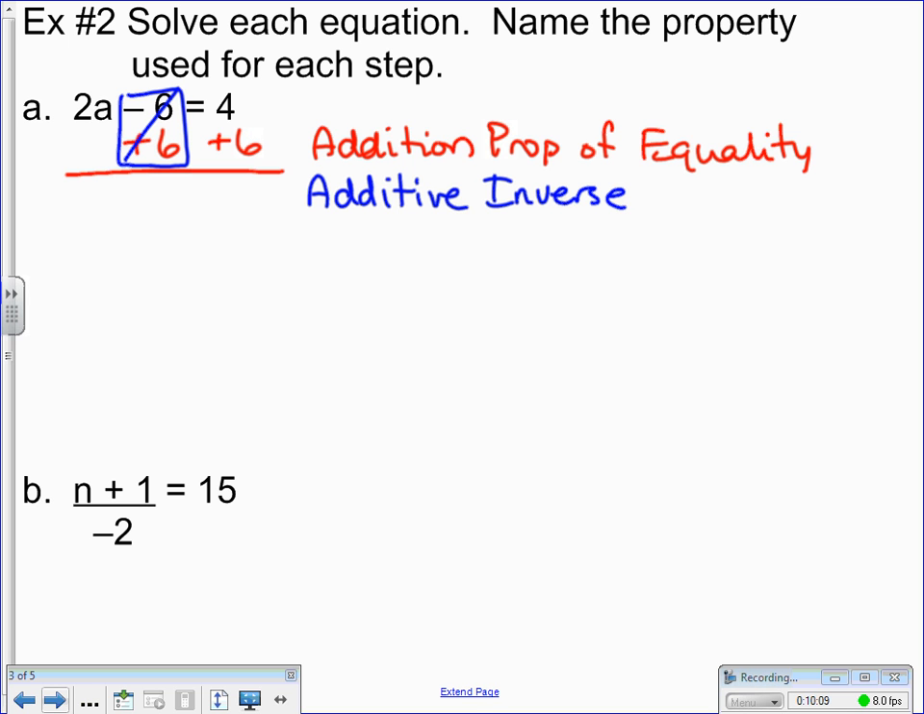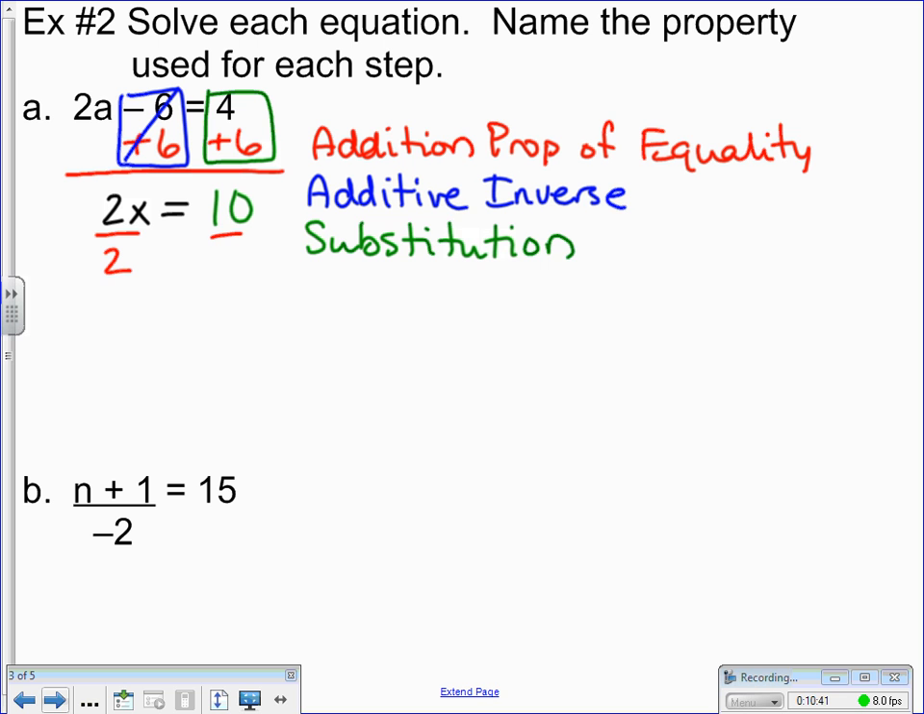Now there's another property that says 4 plus 6 equals 10. Is 4 and 6 equal to 10? If they're both equal to the same thing, then that's substitution. All right, so the 6's are gone. I added 6 and got 10. I use substitution. Now, the next one, there's a 2 in front of x. You got to get rid of that 2. I'm going to divide by it. Guess what that's called? The division property of equality.